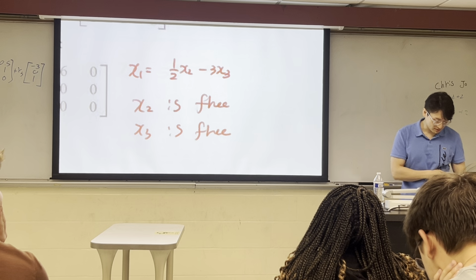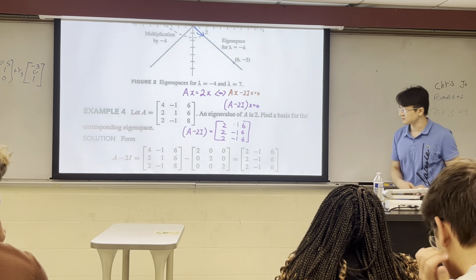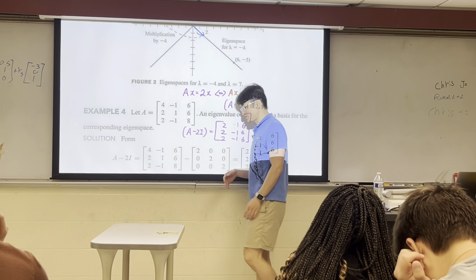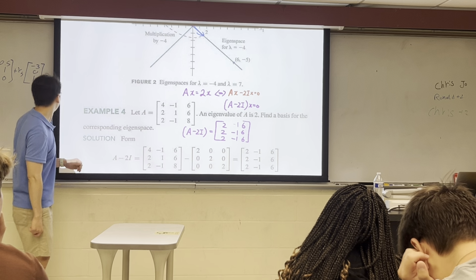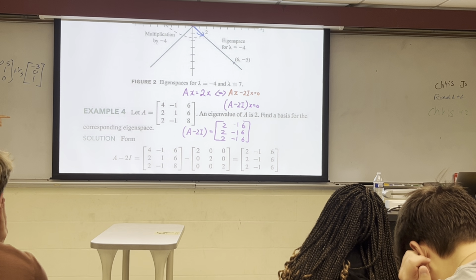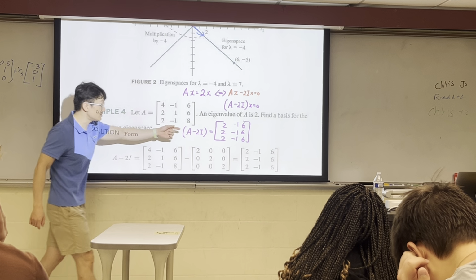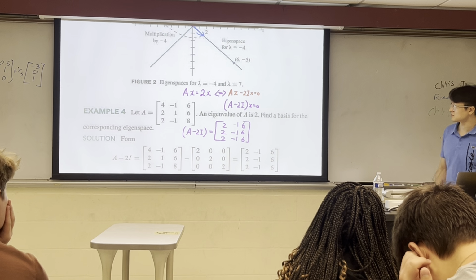So back to the question. As I told you, if I ask you to row reduce, you'll do it, you'll nail it. But once you get the answer, what does this say? That's the span of the eigenspace. Yes. Then what is the basis? Find the basis. What is basis, guys?